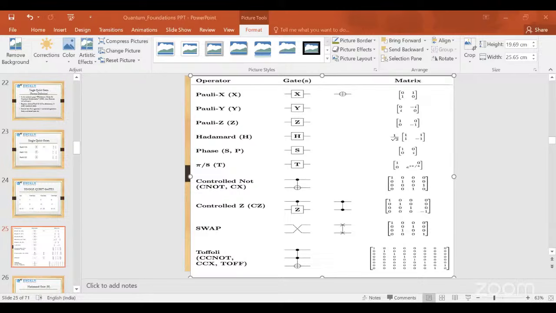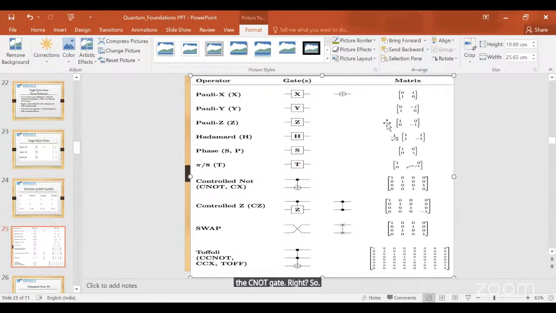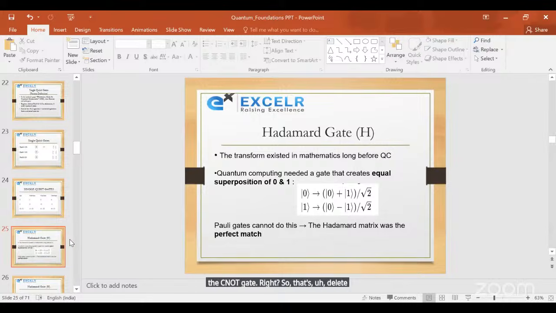Yes, I'm right back. Yes, we were talking about the understanding of the CNOT gate. So let's delete this thing.